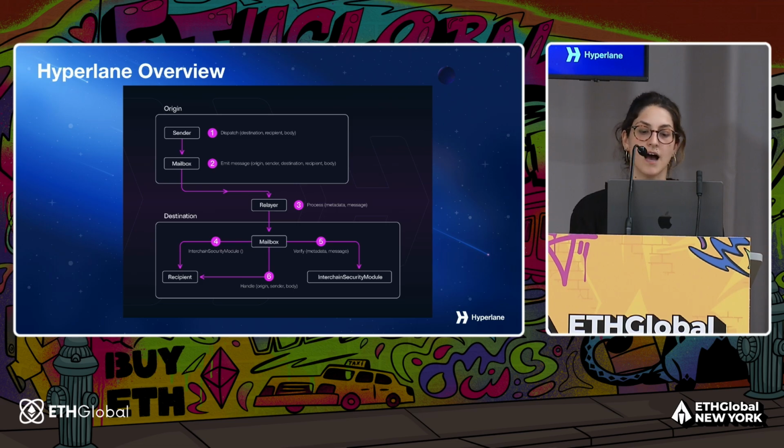And secondly, I want to double-click on the relayer component. That is an off-chain agent which carries the messages from one chain to another. It's open source, so you can either use Hyperlane's hosted relayer service, or you can deploy one yourself if it's not running on a certain chain. It's available to run by anyone who wants to.